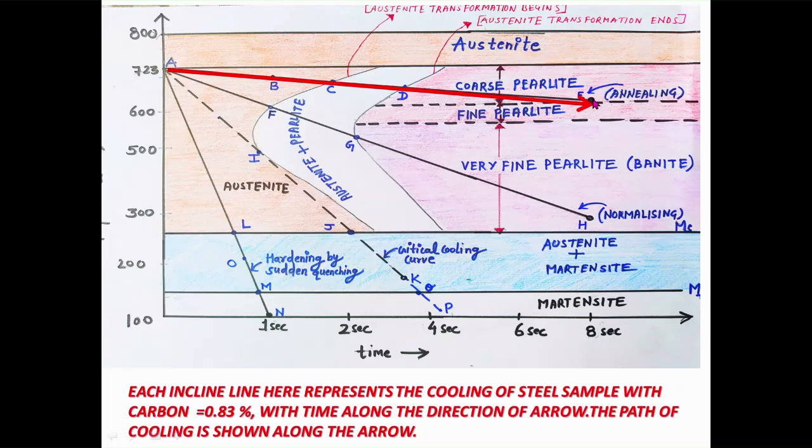If we increase the cooling rate to 50 degrees Celsius per second and go along arrow AH starting from point A, you can follow the same procedure as in the earlier case to find the various microstructures obtained at different points of time. The final microstructure obtained in this case will be very fine pearlite, because the end of the arrow, point H, lies in the purple color region as shown here. This process is called normalizing.